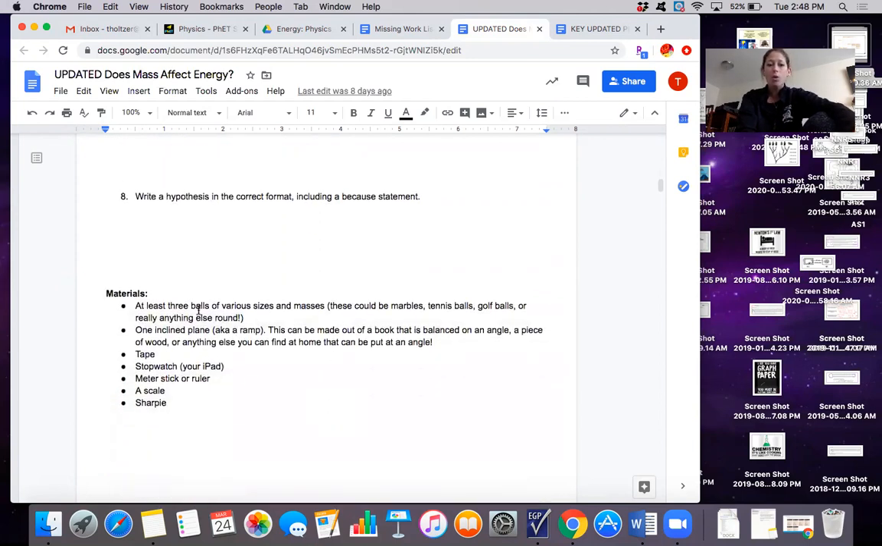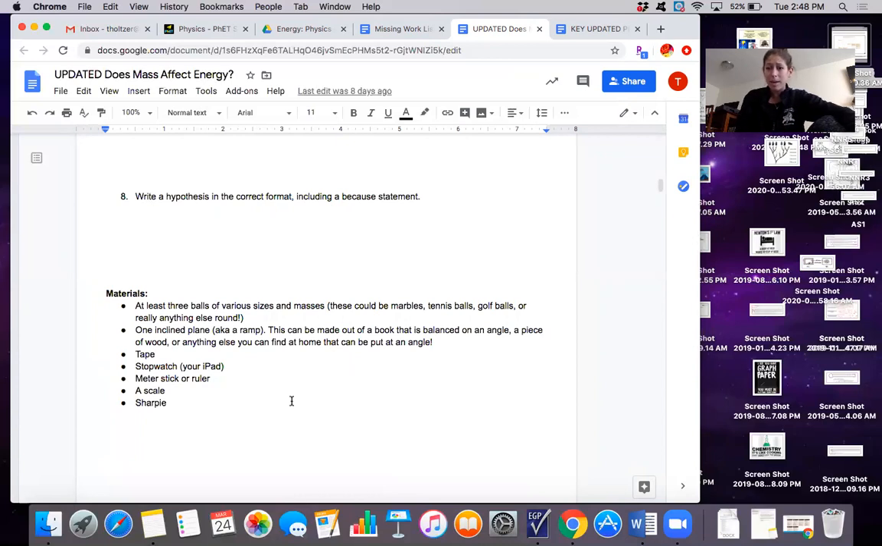So all you need are at least 3 balls. If you want to do more, that's fine, of various sizes and masses. So I've got a giant marble, I've got a golf ball, I've got a ping pong ball, I've got a wooden ball, and I've got a small metal ball. If you have a tennis ball, a basketball, anything that's round, basically, you can use for this lab. So you need to find 3 round things.